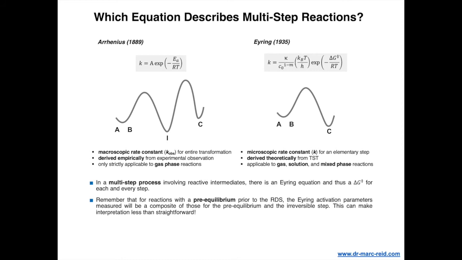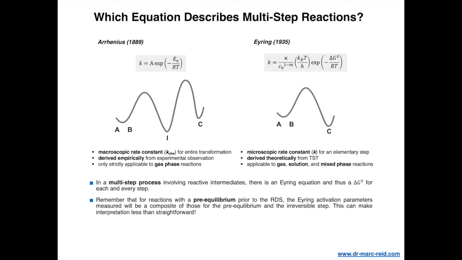We can take the comparison further by asking the question, which equation describes multi-step reactions? On the left, the Arrhenius equation involves an observed rate constant k obs and is derived empirically from experiment. On the other hand, the Eyring equation is analytically derived from transition state theory and first principles. The equation centres on a single elementary step. The Arrhenius equation is thus the most appropriate for looking at the combined or macroscopic effects of temperature on observed rate of a multi-step reaction.